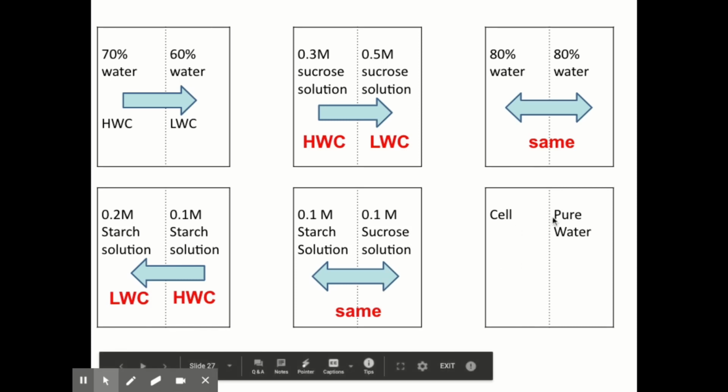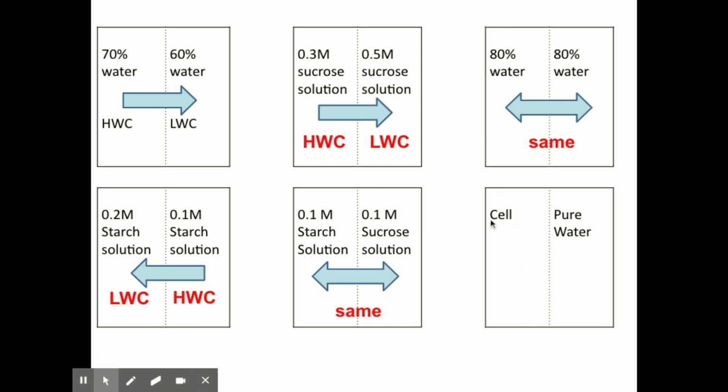Finally, we have the cell and pure water. Now, really important to introduce here that cells aren't just water on the inside. They are anywhere between about 70 and 99% water. Therefore, pure water, being 100% water, will have the higher water concentration and the cell will have the lower water concentration.